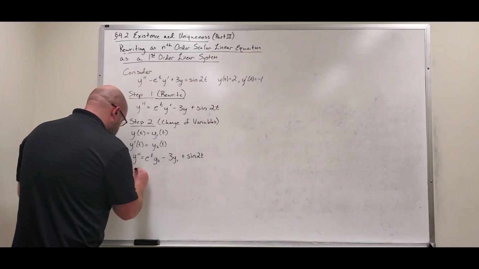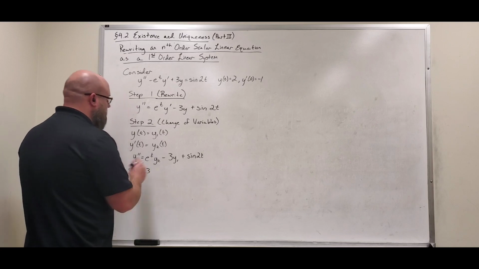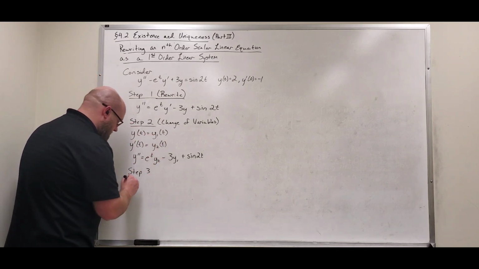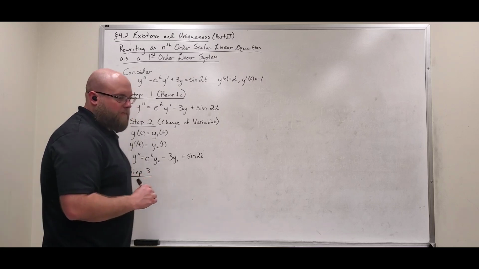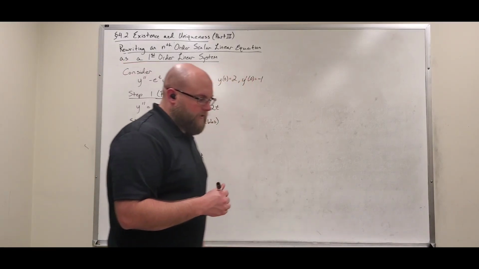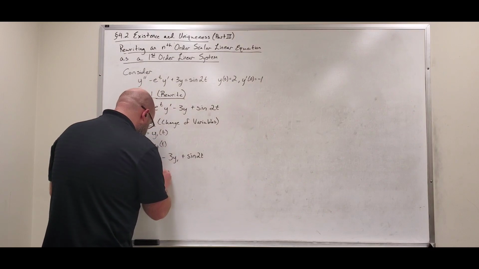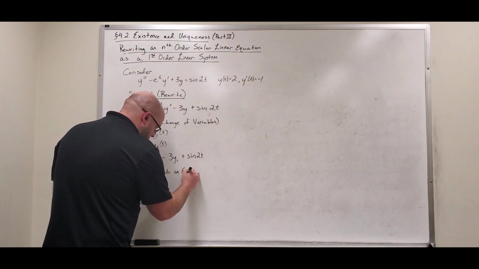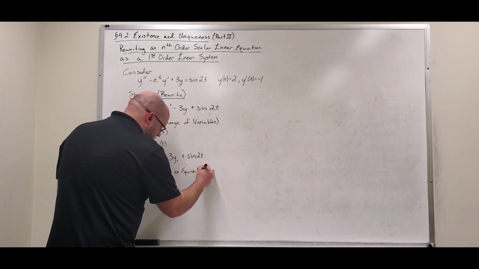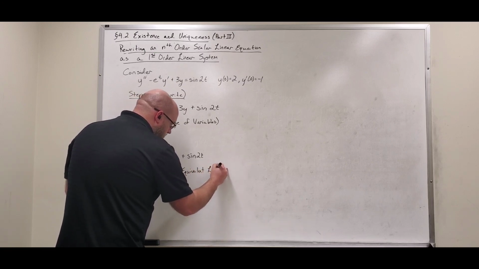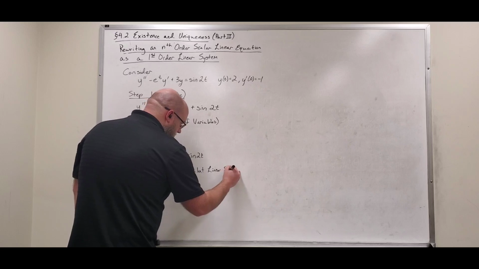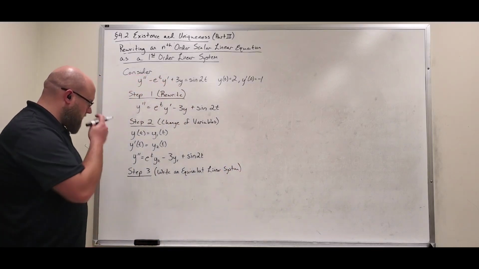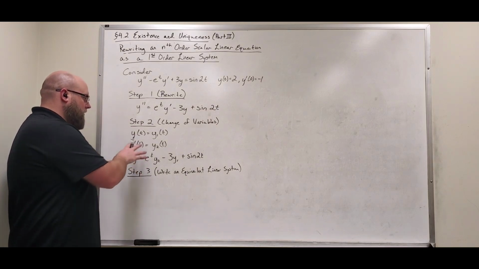This is the harder step. So the first two steps are pretty easy. Rewrite and then change variable. This is all we have to do. The next step is write an equivalent linear system. So notice that we only have one equation. That's the kicker there. But the nice thing is we do have some other elements in here that are going to help us out.